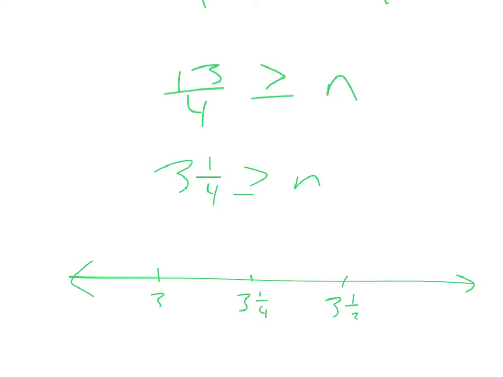3 1/2 would be good increments there. This is a closed dot at 3 1/4. And I'm going to plug in some numbers and see which one works. If I plug 3 in, that'd be saying 3 1/4 is greater than 3. That's true. If I plug in 3 1/2, that'd be saying 3 1/4 is greater than 3 1/2. That's not true. So I'm going to go to the left.